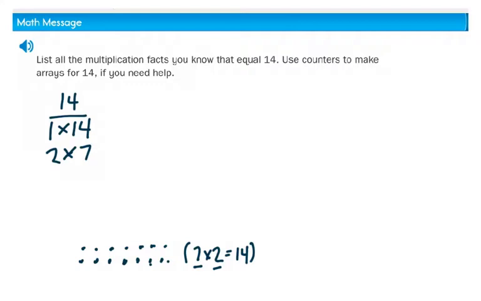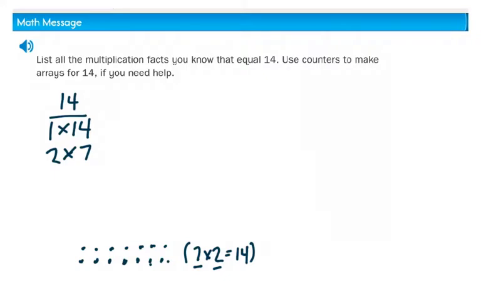Then you would go across the 3's. Is there anything times 3 that would give you 14? Well, 3 times 4 would give me 12, and 3 times 5 would give me 15, but there's nothing times 3 that would give me 14. So I don't write that down.